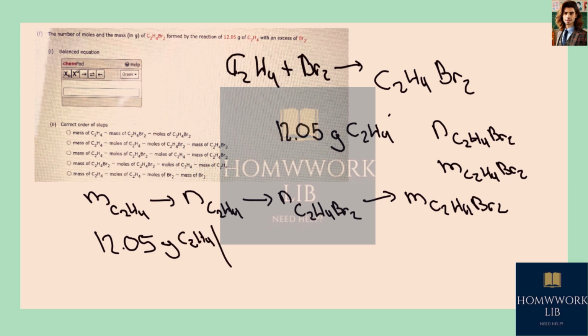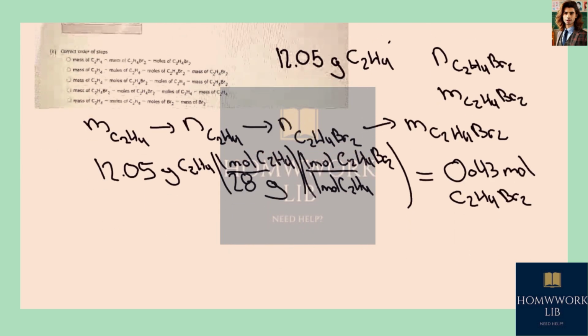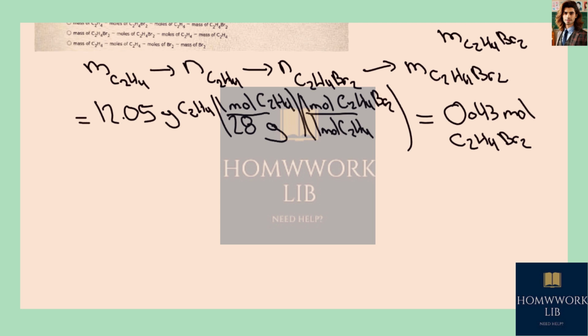So the first step is going to be, let's begin with the mass of C2H4. We're going to transform this into moles employing the molecular weight, which is going to be equal to 28 grams per mole of this substance. And then from our chemical equation, we have a one-to-one correspondence, so we know that 1 mole of C2H4 is going to be equal to 1 mole of C2H4Br2. This is going to give us 0.43 moles of C2H4Br2.